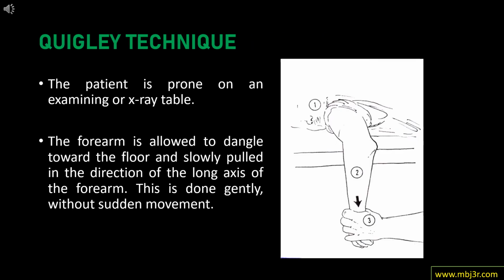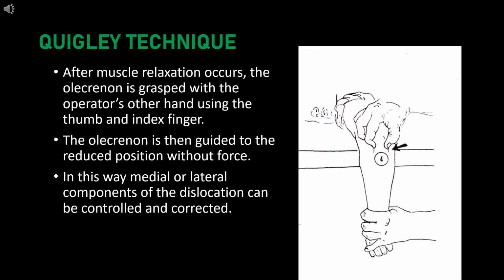This is another technique, the Quigley technique. The patient is prone on an examination or X-ray table. The forearm is allowed to dangle toward the floor and is slowly pulled in the direction of the long axis of the forearm. This is done gently without sudden movement. After the muscle relaxation occurs, the olecranon is grasped with the operator's other hand using a thumb and index finger. The olecranon is then guided to the reduced position without force. In this way, medial and lateral components of the dislocation can be controlled and corrected.